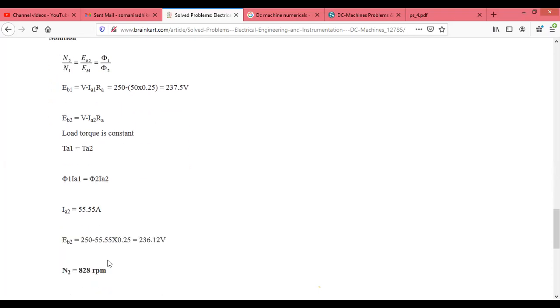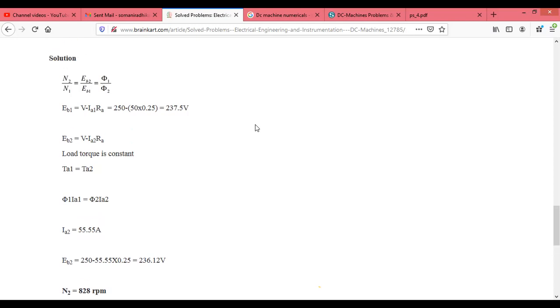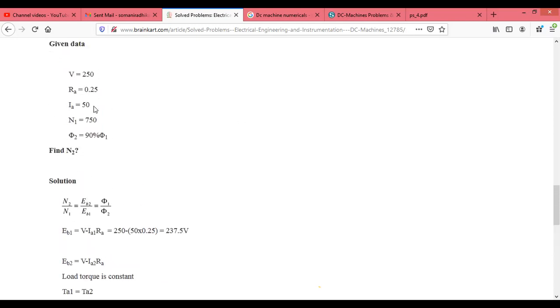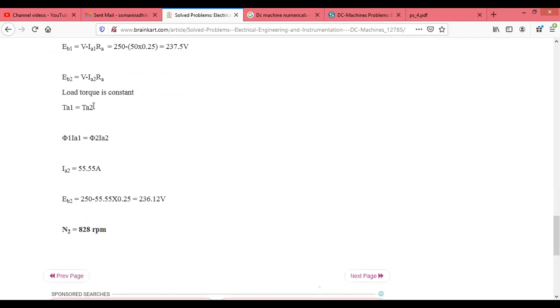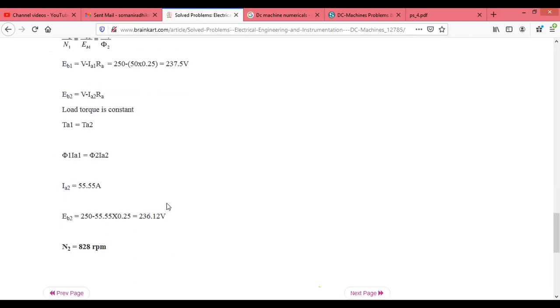Okay, after that, how will you get it? If you write phi2 equal to 0.9 phi1, phi1 will cancel. You will get here 0.9. We are supposed to solve for IA2. IA2 into 0.9 equal to the IA1 value they had given. How much did they give? Armature current first, 50. If you put it, you will get the value IA2 as 55.55 ampere.